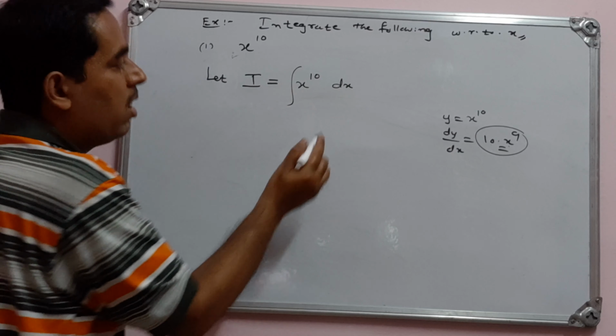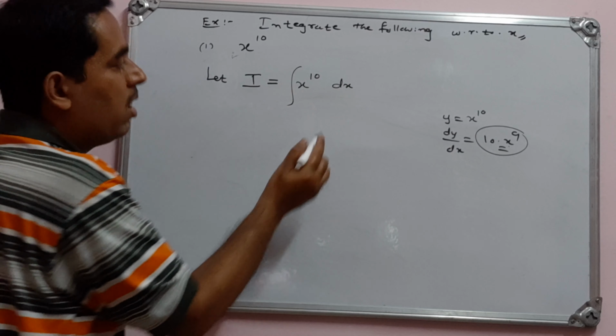Then what is the formula? The formula is the power rule. So what is the power rule? Integration of x to the power of n is x to the power of n plus 1 divided by n plus 1. This is the formula, the power rule. You may not write it. So this is the first problem. Here n is 10, so x to the power of 10 plus 1 divided by 10 plus 1.